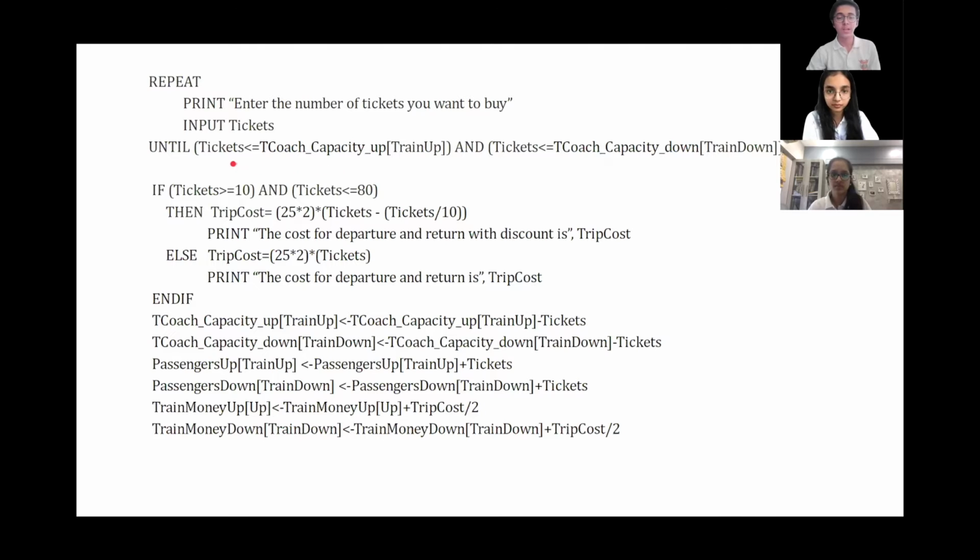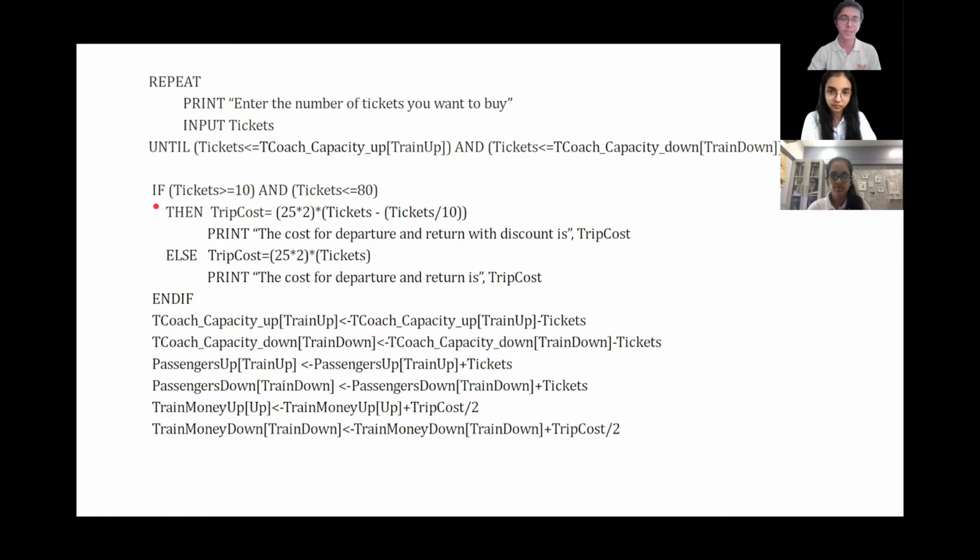Here, we check the following condition. We must make sure that the number of tickets they have chosen is less than or equal to the number of available tickets. And the number of tickets should also be available for the return journey. So these two conditions help us make sure that the user does not book any tickets exceeding the value of those available.